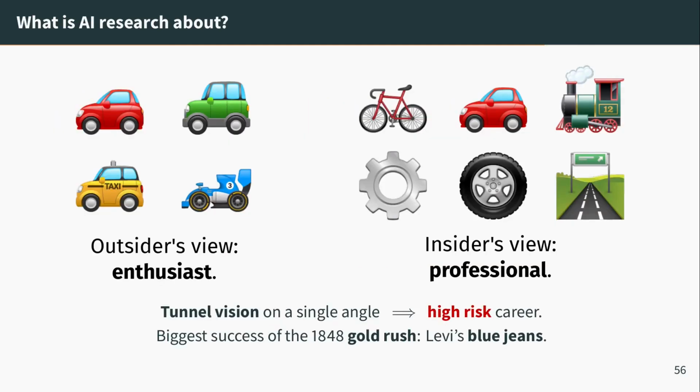Because maybe we can ask ourselves, what is AI research about? If you ask someone on the street or someone at an undergrad level, they are going to have an outsider's perspective that resembles that of car enthusiasts. When people think about the car industry, lots of them fantasize about the different designs, different cars. You have taxis, trucks, Formula Ones, etc. And that's what you see from the outside.